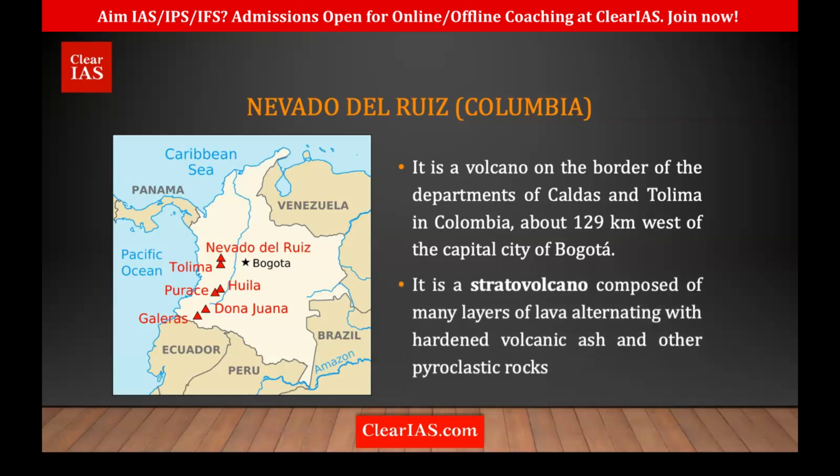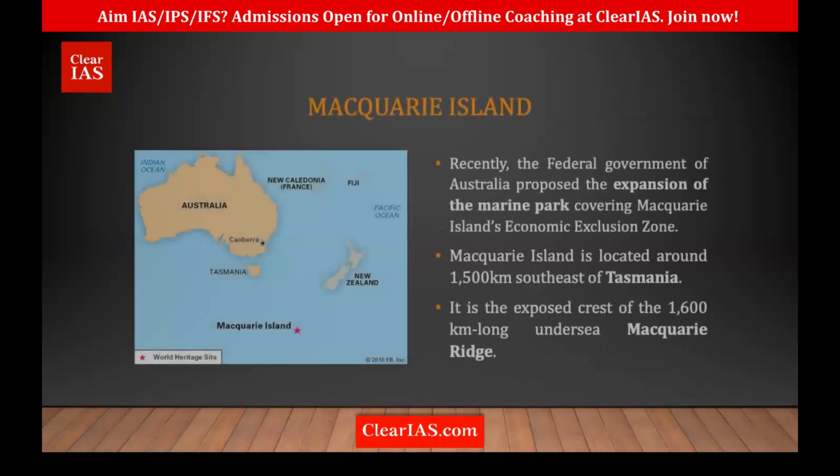It is a stratovolcano composed of many layers of lava alternating with hardened volcanic ash and other pyroclasts. So Nevado del Ruiz is a stratovolcano, a volcano in Colombia. Just remember this. Clear.